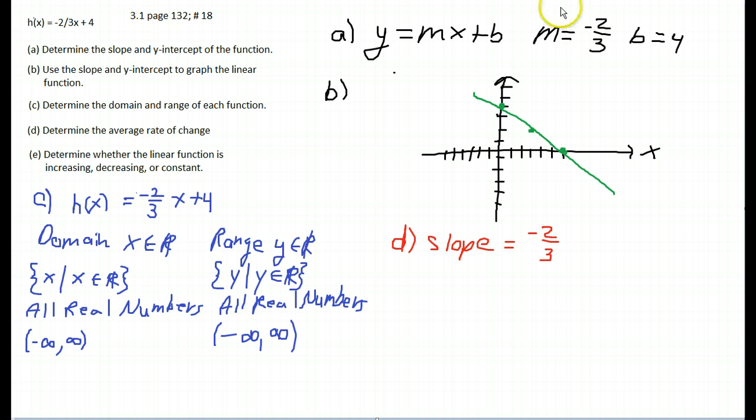And last, part E. We are going to determine whether this linear function is increasing, decreasing, or constant. Well, for increasing, that means the line would be going up as we move from left to right. Our line is not going up as we move from left to right, so it is not increasing. For it to be decreasing, our line must slant down as we go from left to right. Our line is slanting down as we go from left to right, so ours is decreasing.